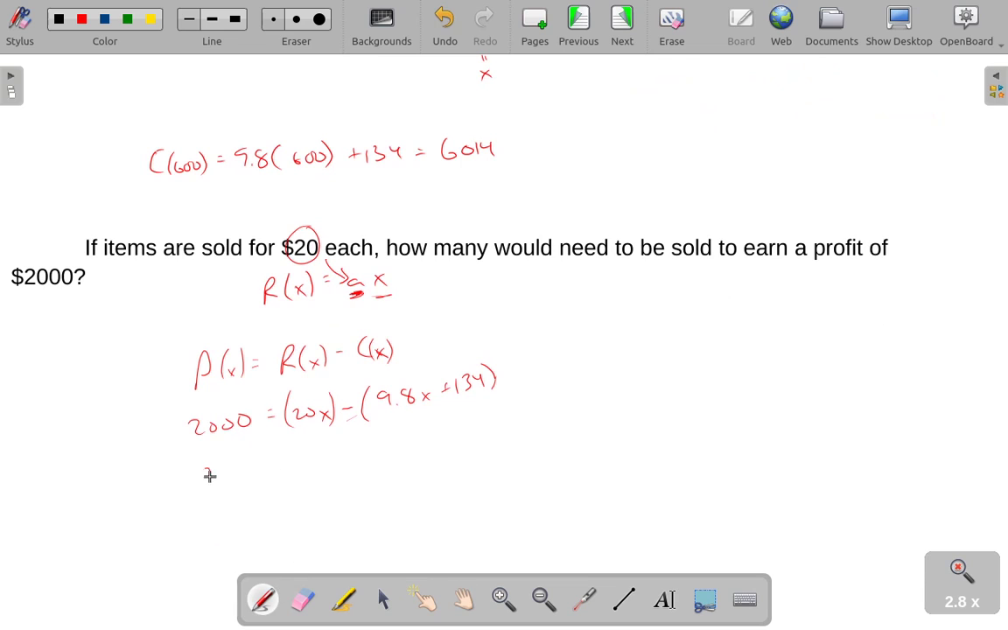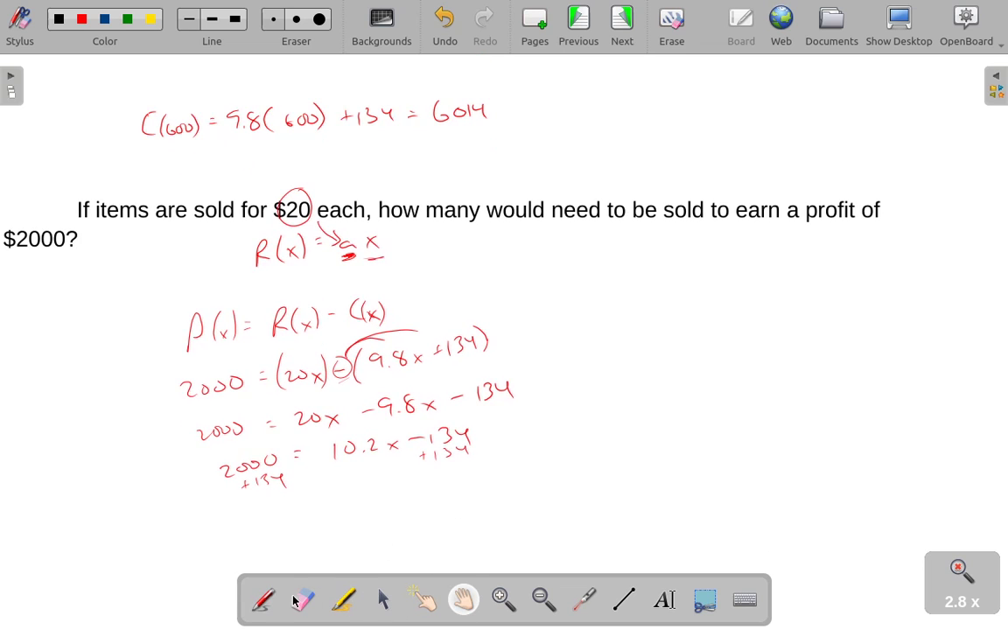And let's just clean this up. 2,000 equals 20x minus 9.8x minus 134. All I'm doing here is distributing my negative through the parentheses and dropping those parentheses. This gives me 2,000 equals 10.2x minus 134. Just combining those two terms. I'll add 134 to both sides to get rid of this. We end up getting 2134 equals 10.2x. Divide both sides by 10.2.